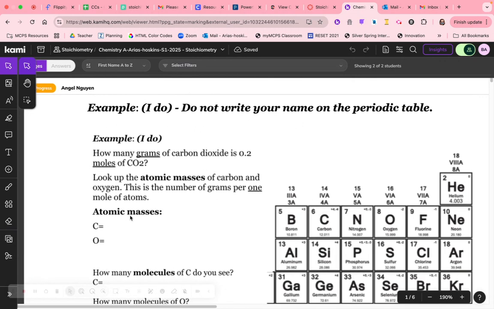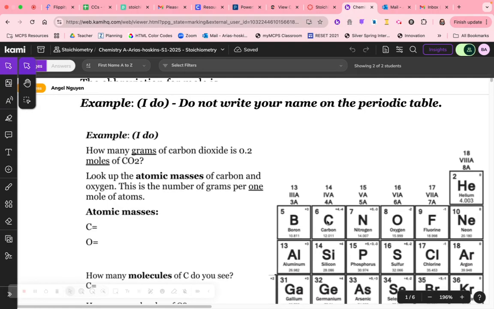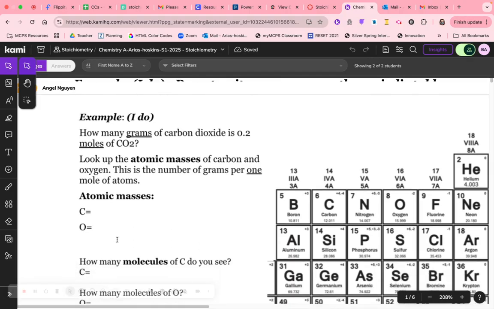So when I'm asking you here for the atomic masses, you're going to look at carbon, which is C, okay? And the atomic mass for that is 12.011. So that's what you're going to put in here, 12.011. For oxygen, you're going to go here, oxygen, it says 15.999. You can either put that or just 16 as the atomic mass for oxygen.